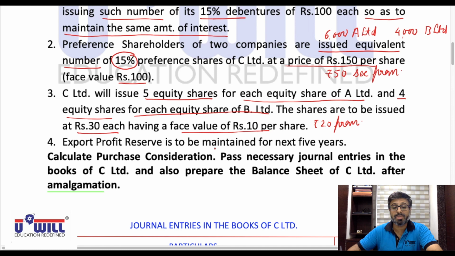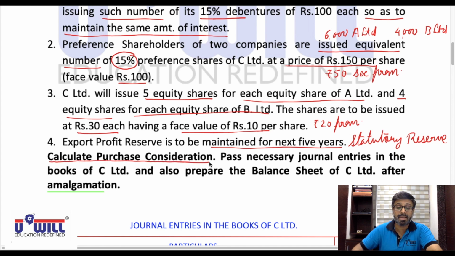Export profit reserve is to be maintained for the next 5 years. This indicates that it is a statutory reserve. You have to maintain it for the next 5 years, which means it's compulsory to be maintained even after amalgamation. So it's a statutory reserve. Calculate purchase consideration. Obviously, before you pass the entries, even if not asked in the question, we have to first find purchase consideration. Pass necessary journal entries in the books of C Limited, which means the transferee company's accounting is asked. And also prepare the balance sheet of C Limited after amalgamation.